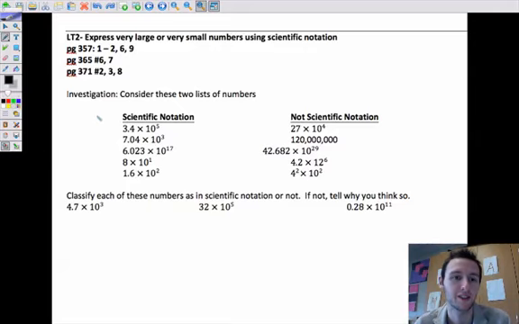All right, learning target 2: express very large or very small numbers using scientific notation. Scientific notation is a way that we can simplify really huge or really small numbers so that they're not as annoying and you don't have to write a billion zeros.